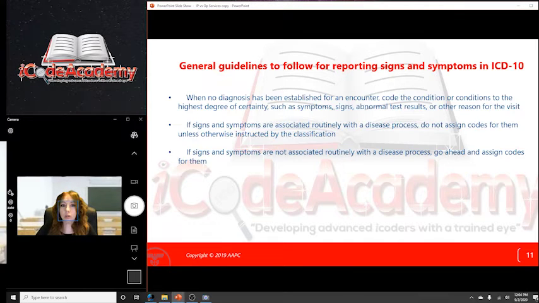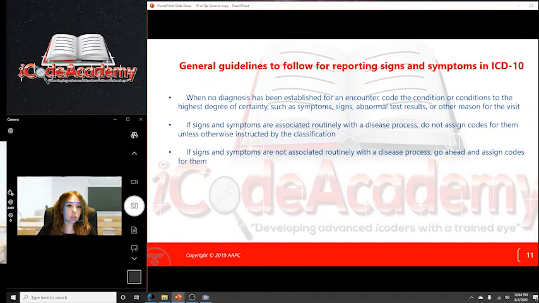So when there is no diagnosis that has been established for an encounter, what we want to do is code for the condition or the conditions with the highest degree of certainty. This may be signs or symptoms as well as abnormal test results that resulted for the reason of the visit. If our signs and symptoms are associated routinely with a disease process, then we want to go ahead and assign codes for them unless otherwise instructed by the classification.